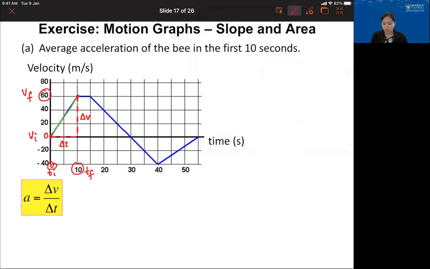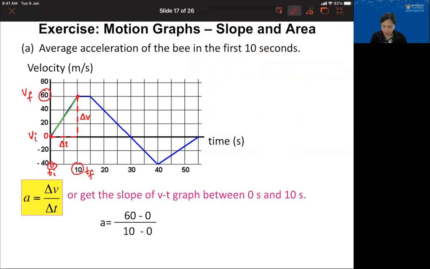Right, so you now have your final and initial velocities and times, so you can calculate the slope, which is also the change in velocity divided by the change in time. The final velocity is 60 minus the initial velocity, divided by the final time, 10, minus the initial time, 0. That will give you a slope of 6 meters per second squared. You get a positive number.